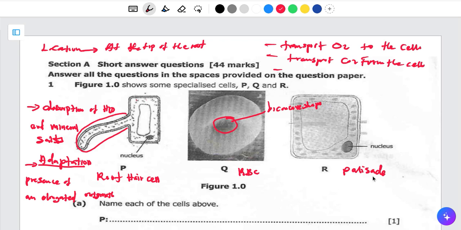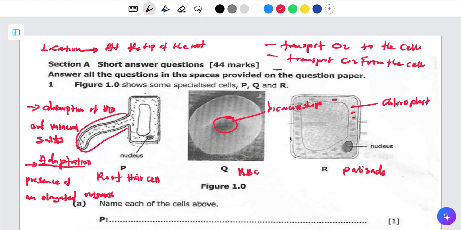Then let's come to the palisade cell. In terms of the function, as you can see, the palisade cell has these structures. These structures are called the chloroplast or chlorophyll. These chloroplasts are very important because this is a site for the process of photosynthesis. This palisade cell has abundant, many chloroplasts. Therefore, it is a site for the process of photosynthesis.